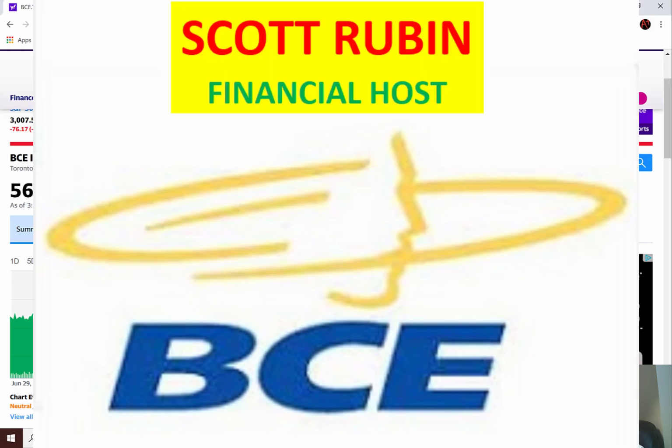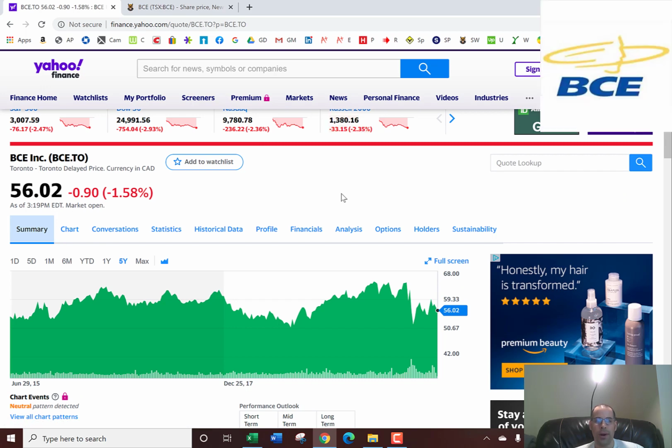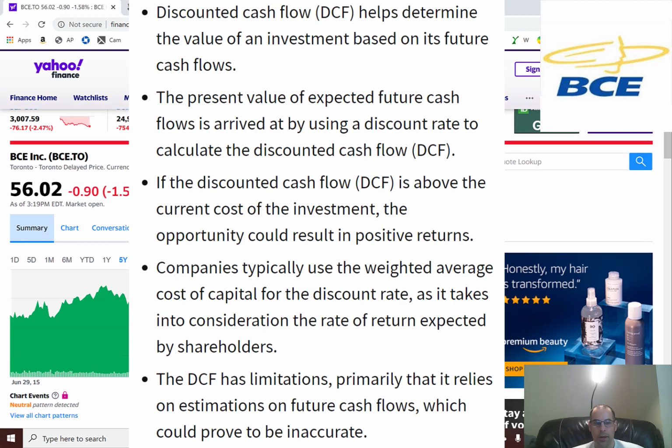Let's take a look at Bell Canada, a Canadian company that renamed itself BCE. They provide telephone and internet services, and it's one of the largest companies in Canada. What we're going to do is try to figure out the stock price using a discounted cash flow model. Let's get started with the model.